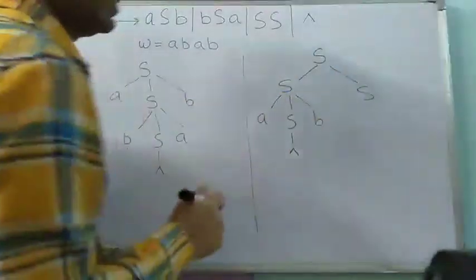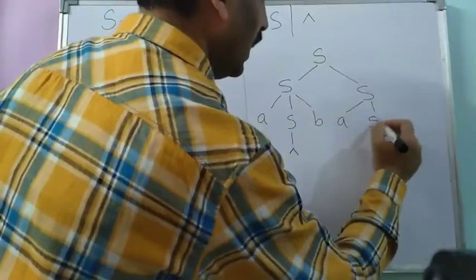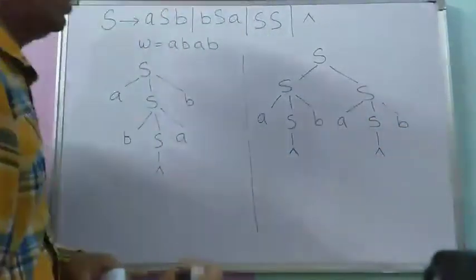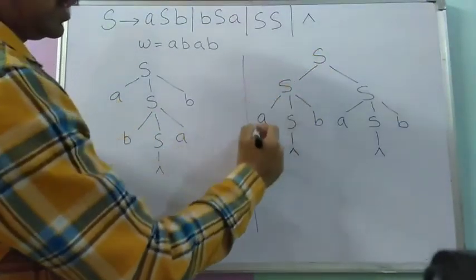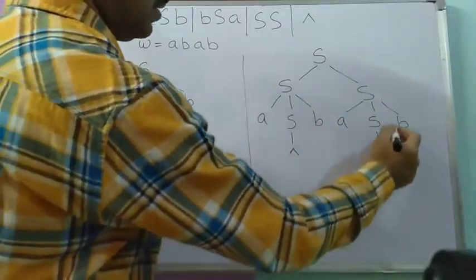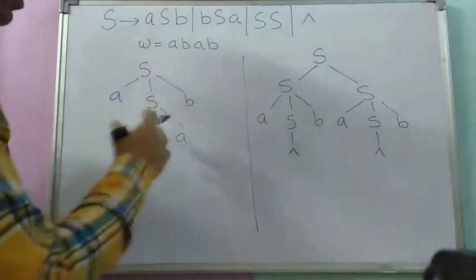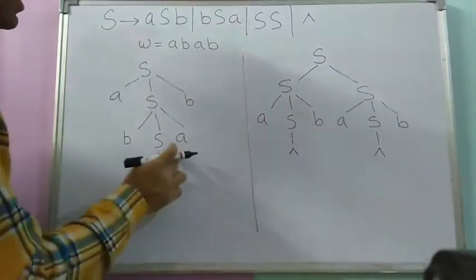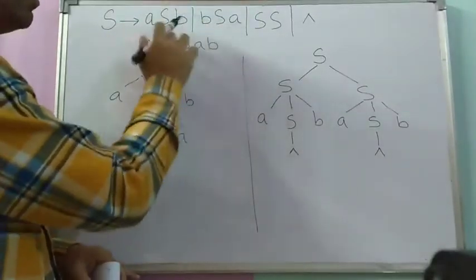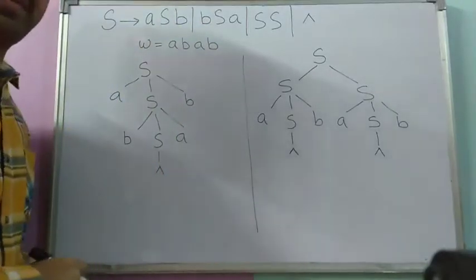In a similar manner, from this S I will be generating AB. So for this S I will be using A S B, and then through this S I will be generating null. If I look at the yield of this derivation tree, it is A null B means AB, and then A null B means AB. So AB will be the yield of this particular derivation tree. We can see that this derivation tree is different from this derivation tree. So we are able to get two different derivations for the word W under the grammar. So the word W is ambiguous, and that's why the whole grammar is ambiguous.